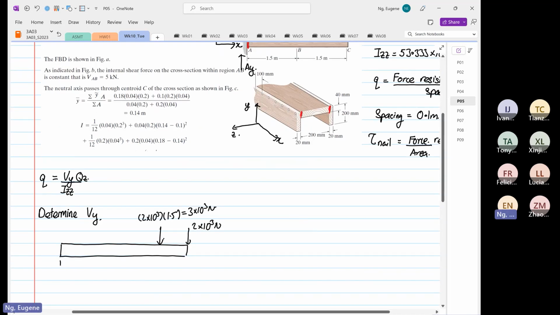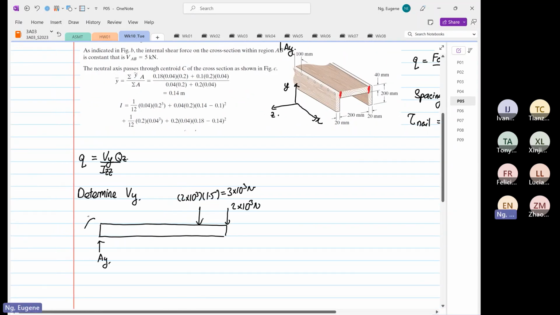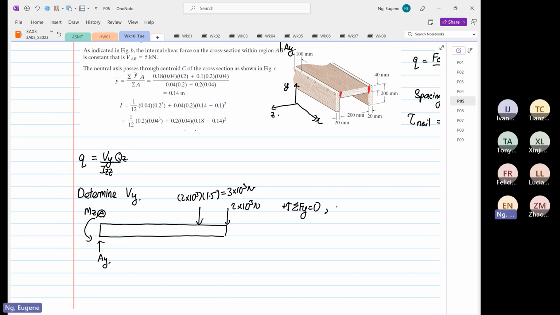So we know that we have a what? AY, right? And then we have a counter moment, okay, because it's a cantilever, moment about the z-axis at point A. Okay? But we don't need to determine that. We want to determine what is our shear force. Okay, so we apply static analysis. Summation of forces in the y direction is equal to 0. So we have AY minus 3 times 10 to the power 3 minus 2 times 10 to the power 3 is equal to 0.